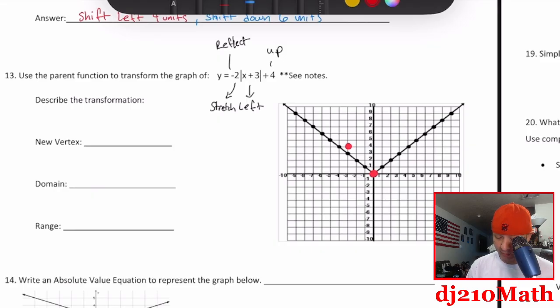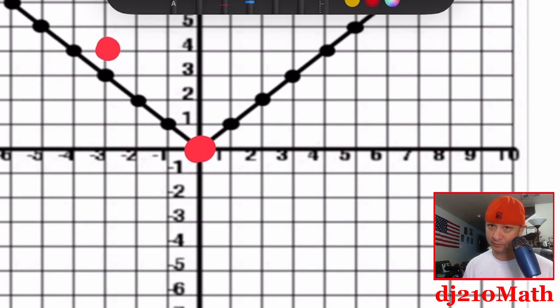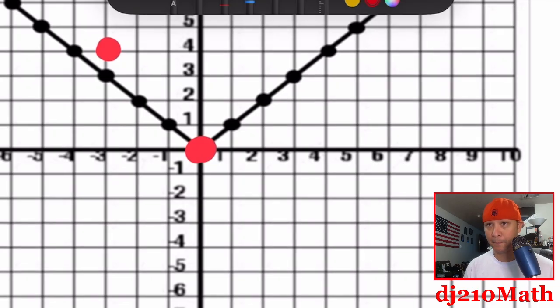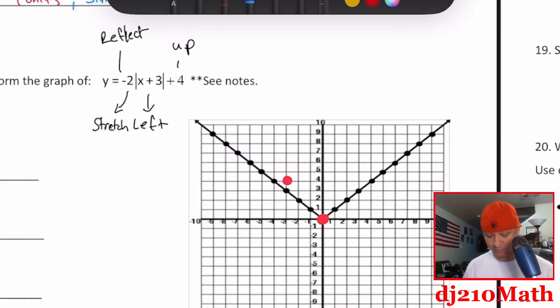And it's going to stretch it by 2. So notice in the parent function, it goes up 1 over 1, up 1 over 1. Okay. What we're going to do, it's going to go over 1, down 2. 1 is going down because it's negative. But over 1, down 2, over 1, down 2, right? Because that's what the slope is. The slope is 2.